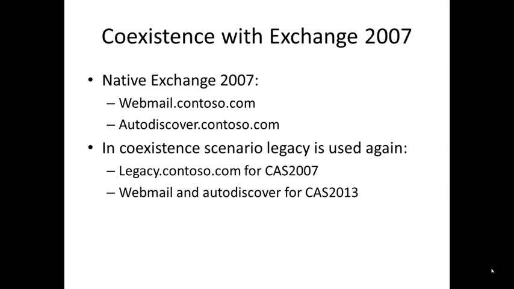If you have a coexistence scenario with Exchange 2007, you have the native Exchange 2007 namespaces webmail.contoso.com and autodiscover.contoso.com. If you install Exchange 2013 into this environment, Webmail and Autodiscover will be used by CAS 2013, and an additional namespace, legacy.contoso.com, is used for CAS 2007, and clients will be redirected to this additional namespace. So this means you most likely have to reconfigure your TMG, but you also have to be aware of your SSL certificates, which need the legacy.contoso.com namespace.